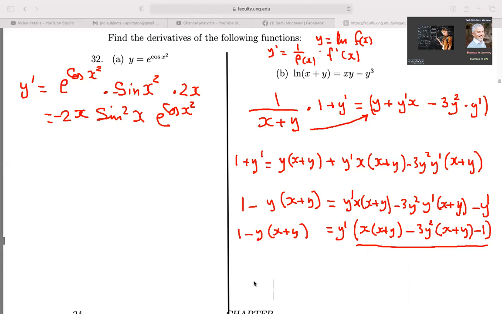Just for the lack of space, I'm going to write y prime. So when you divide both sides by this right there, then what you end up with, the y prime on the right side equals, and just switch it to the left side, 1 minus, it's going to distribute the y into the x there, so minus xy plus y squared, all over.